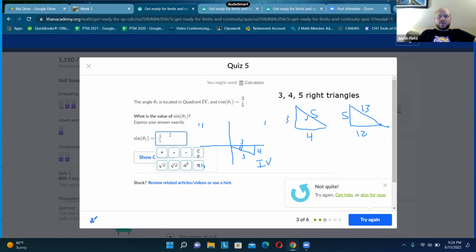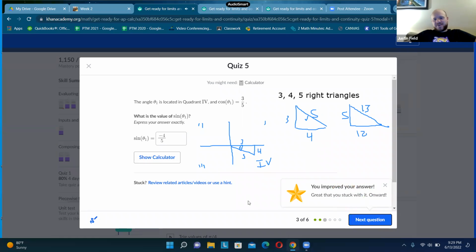I told you I would get one wrong. Why is it wrong? It's because we're below the y-axis. It's negative 4/5. Got it. All right.